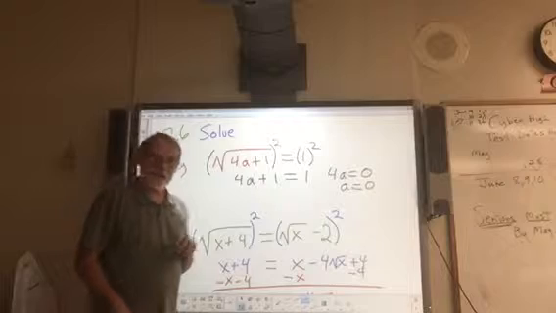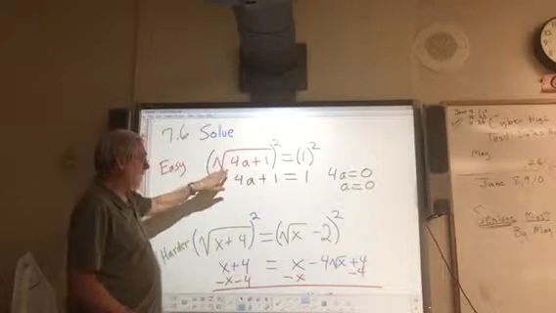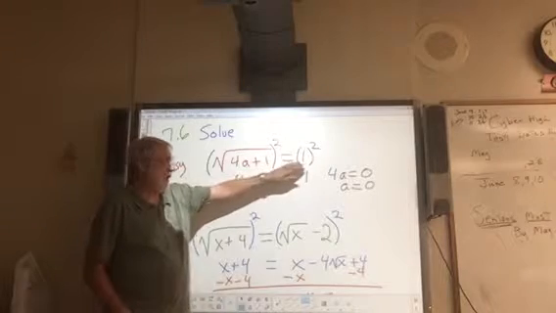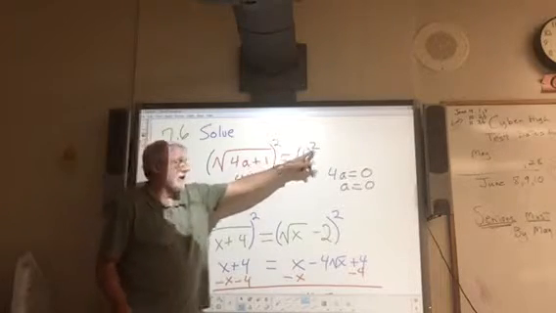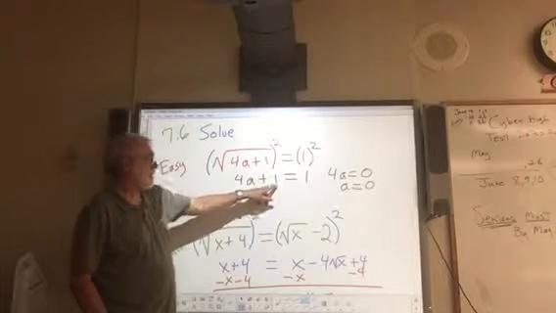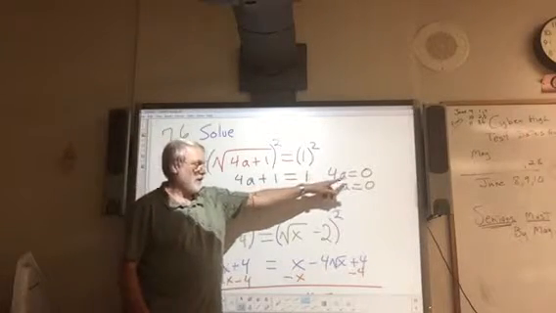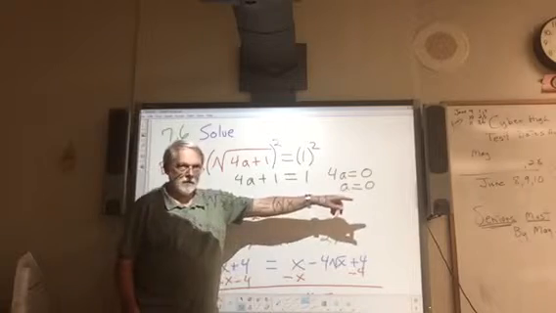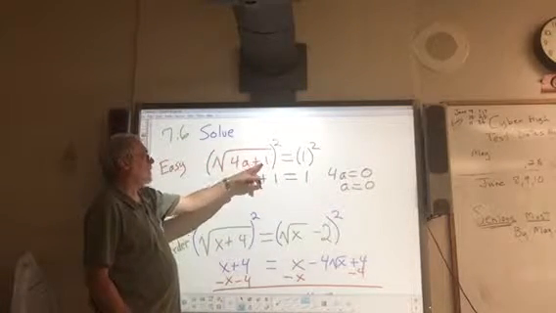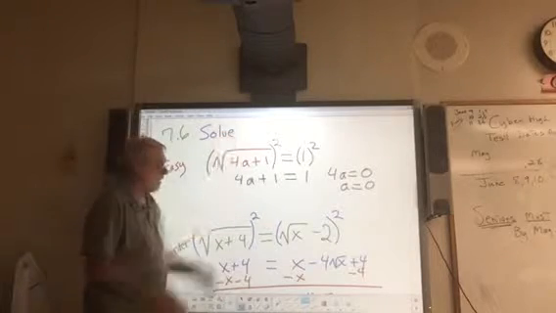7.6 is about solving these things. So we end up with radical 4a plus 1 equals 1. To solve, we're going to square both sides of this equation to eliminate the radical. We end up with 4a plus 1 equals 1, so 4a equals 0, a equals 0. If you put that in here, 4 times 0 is 0 plus 1. The square root of 1 is 1, so we're done.